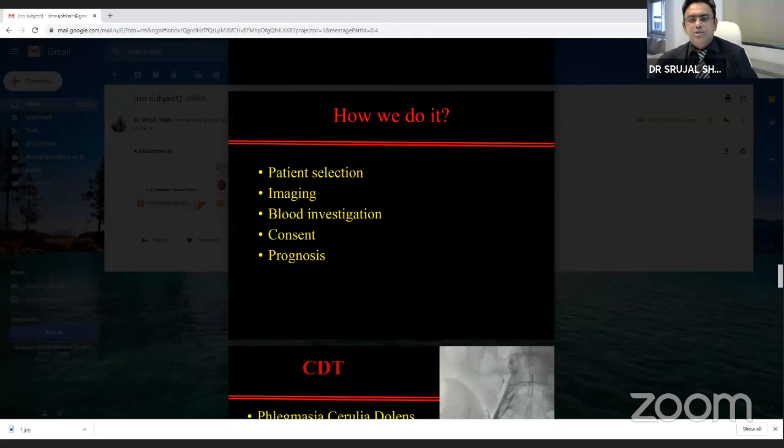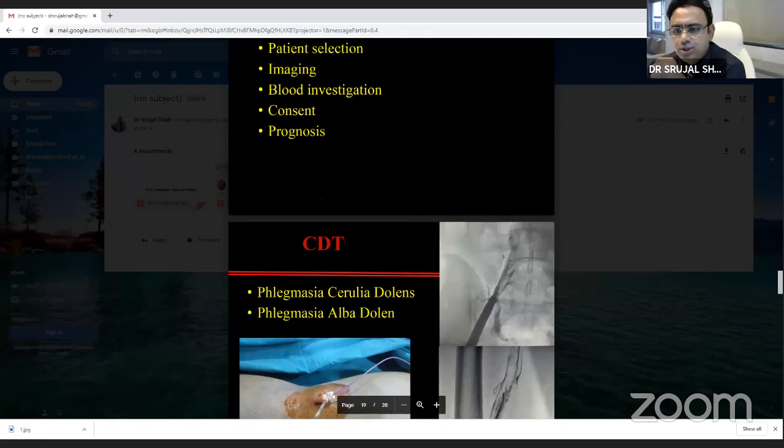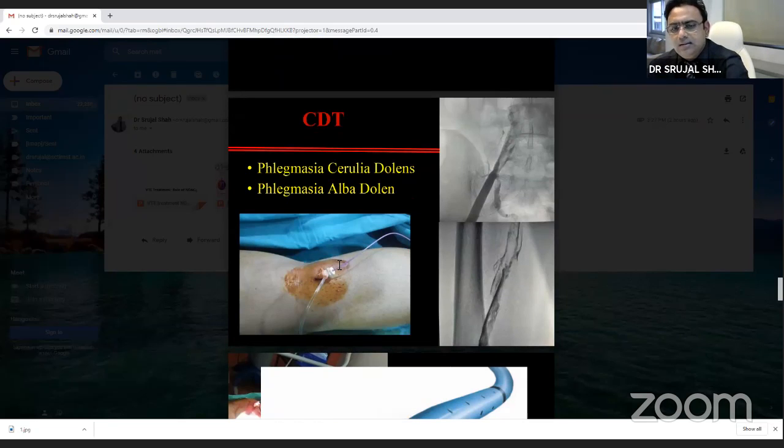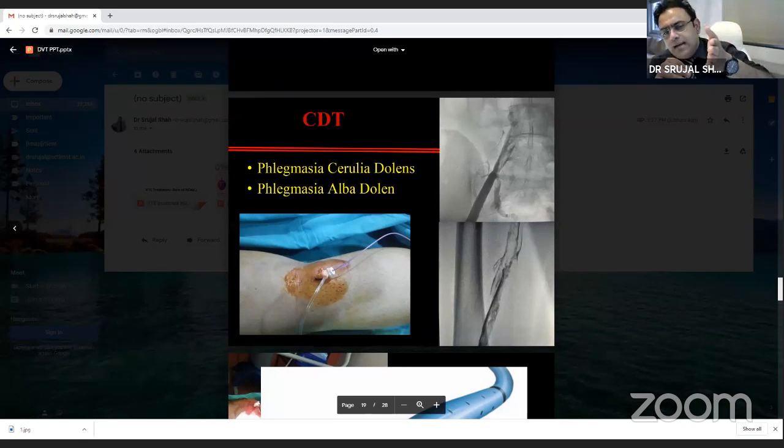Once we select the patient, consent and prognosis should be discussed. This is a photograph showing a patient made prone. This is a popliteal venous access. It is very easy to get a popliteal venous access. You put your probe in axial section and you get a puncture.